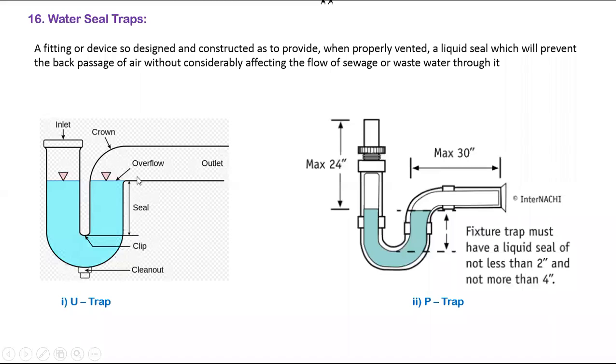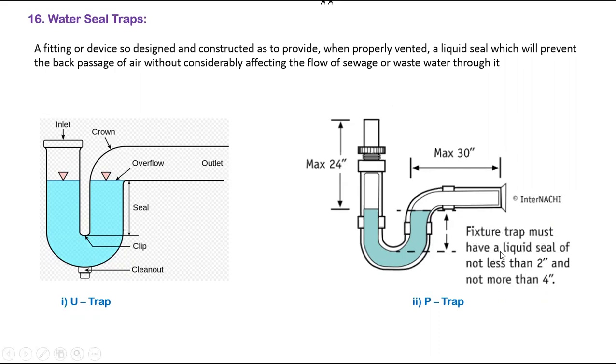So this is the seal height, the water seal height. Always in our P drop, a 50 mm water seal should be there. While purchasing the P drop for your project, the 50 mm water seal should be there. You have to check for a 2 inch water seal.